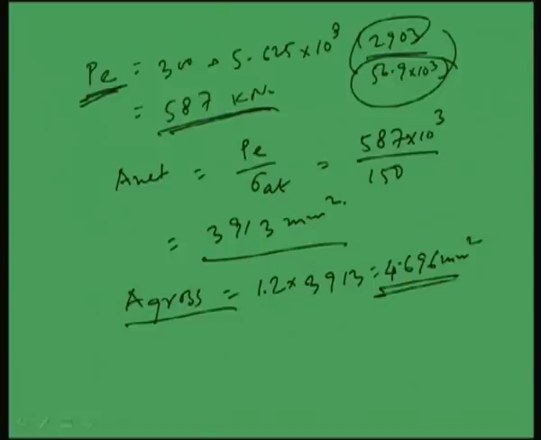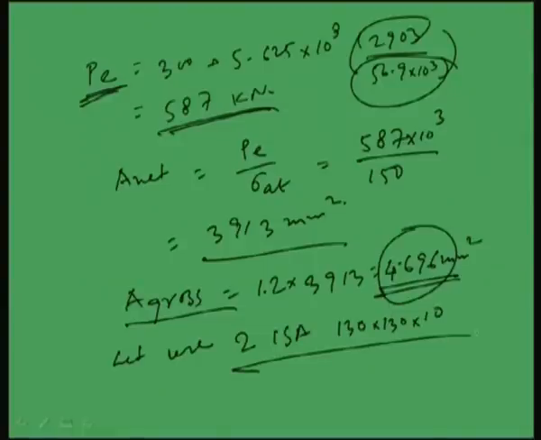With this we now have to find a suitable section again, because the earlier section will not be able to take care of that much load, okay. So let us say 2 ISA 130 by 130 by 10, right. 2 angle sections we are going to use, then the area with this angle section will become 2 into 2506, that is 5012. So in place of 4696 we are using 5012 as a gross area with the use of 2 angle sections of 130 by 130 by 10, right.